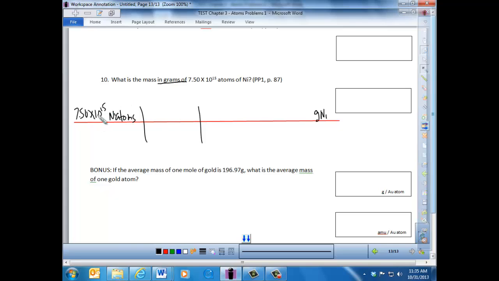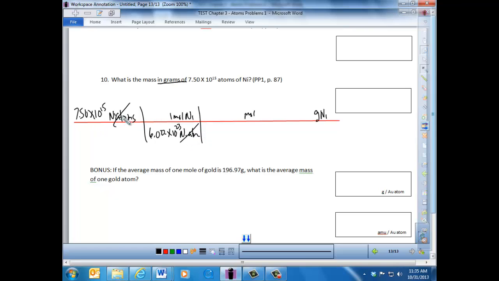Again, we know before we ever start, we've got a small fraction of a mole because this is 10 to the 15. A mole would be 10 to the 23. So we have a tiny fraction of a mole, so we're going to have a tiny fraction of the molar mass of nickel. Okay? So we need to go to moles, so we're going to put 1 mole of nickel to 6.022 times 10 to the 23 nickel atoms.